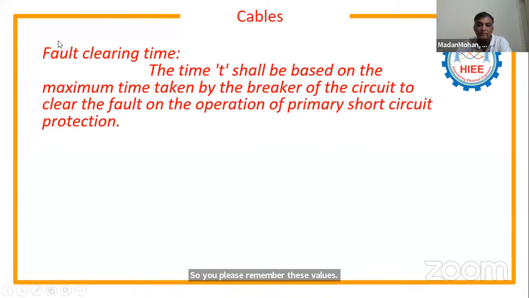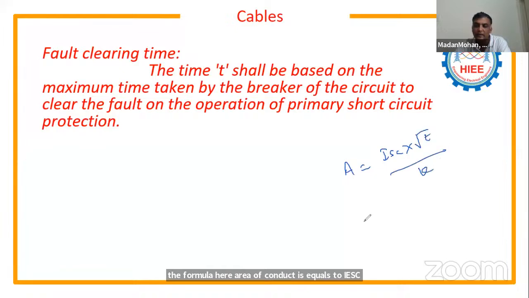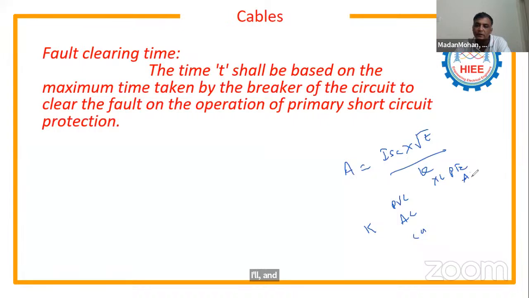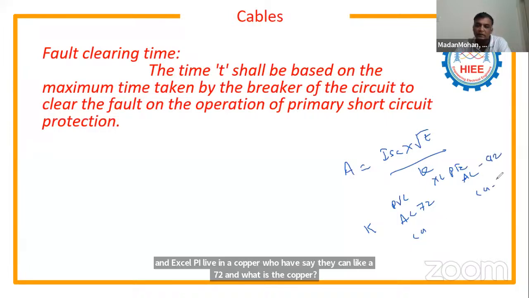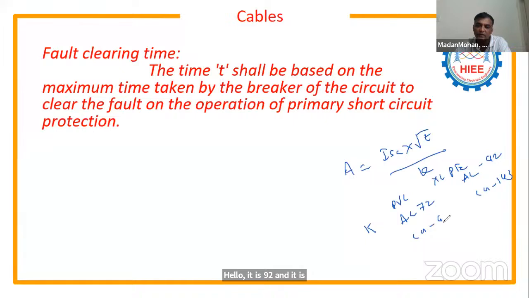And the fault clearing time. Why are we saying fault? Because what is the formula here? Area of conductor is equal to ISC into root T by K. So the K factor we have taken with PVC, aluminum and copper, XLPE, aluminum and copper. For PVC aluminum we have taken 72. And what is the copper? For XLPE aluminum it is 92 and copper it is 143. This is for K factor.